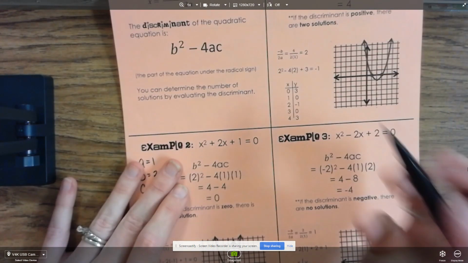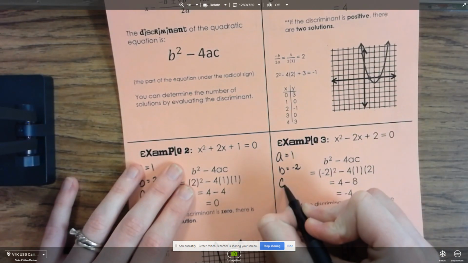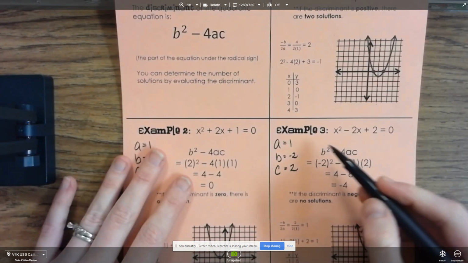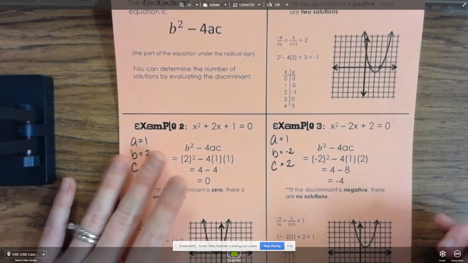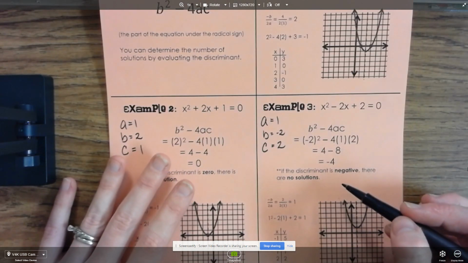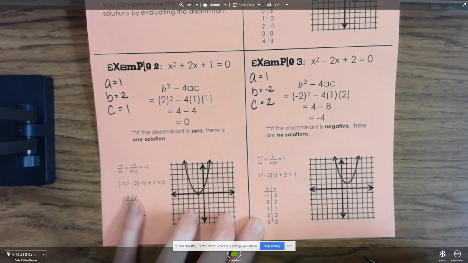And then finally in this last one here, a is 1, b is -2, and c is +2. If I plug those values into b squared minus 4ac, this time I get a negative. So if the discriminant is negative, there are no solutions. And that means this parabola is never going to touch the x-axis.